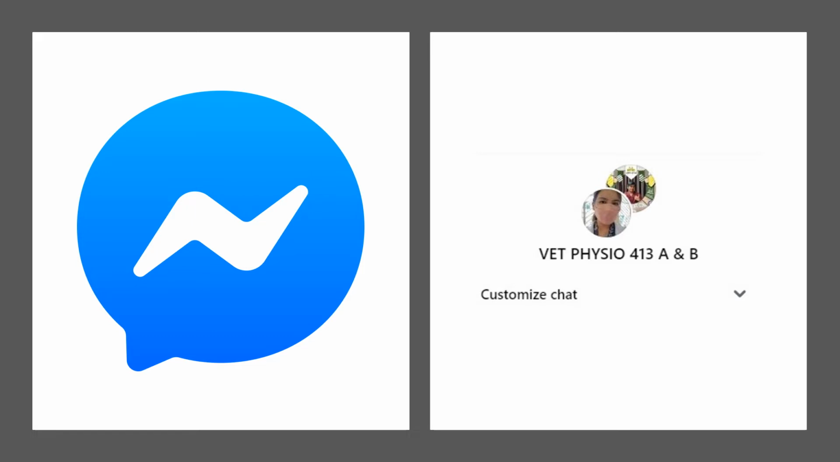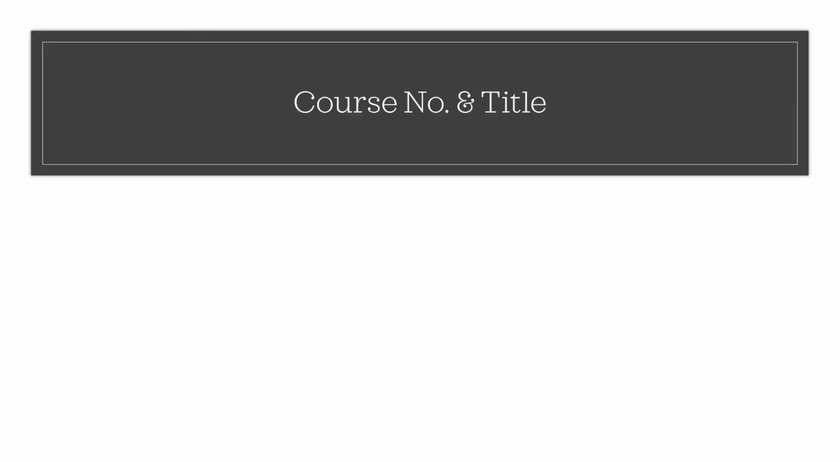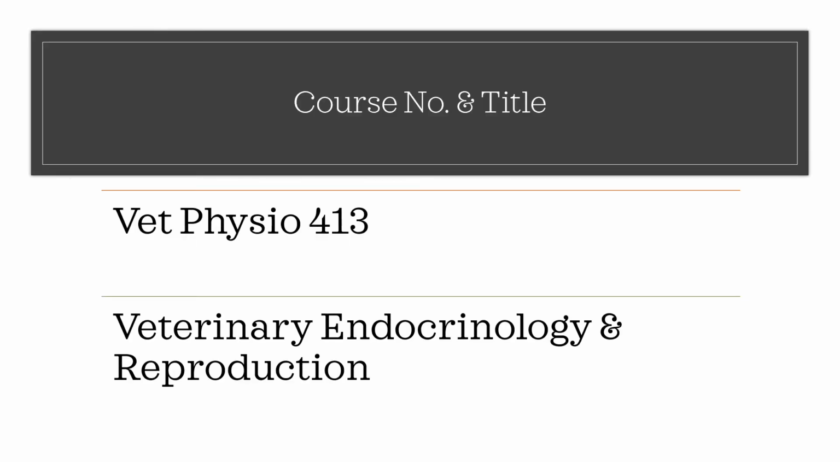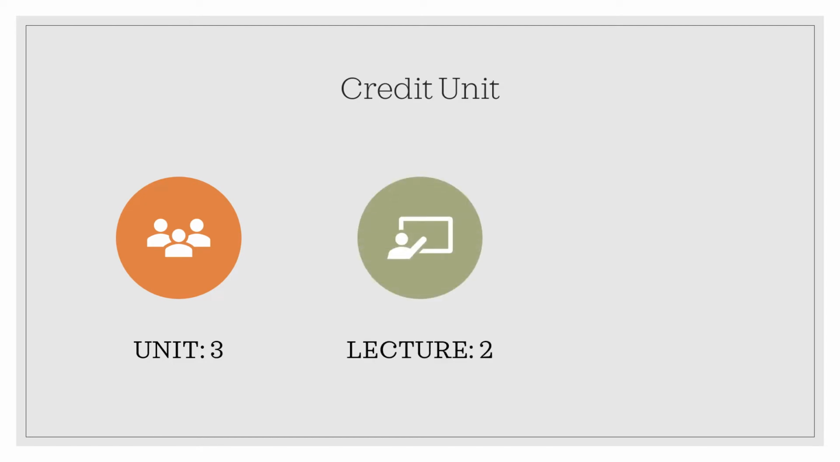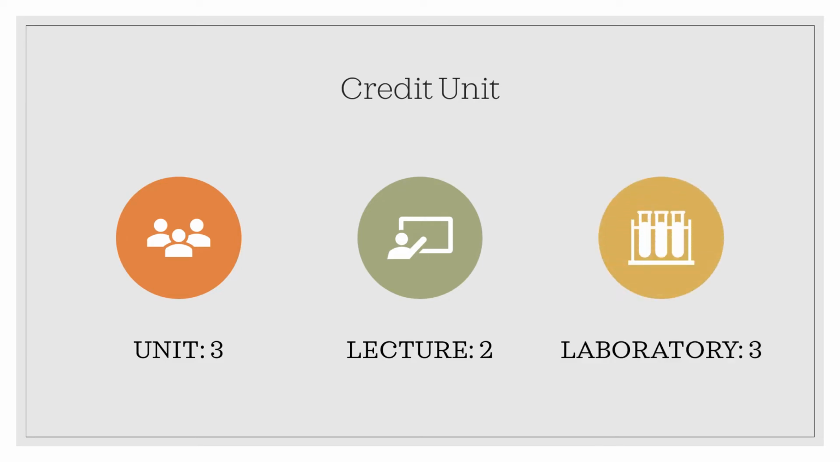This course is Veterinary, Endocrinology, and Reproduction with a course title Vet Physio 413. This course has 3 credit units. The lecture has 2 units. 2 hours will be intended for lecture per week. And the laboratory has 3 units. 3 hours will be intended for laboratory per week.